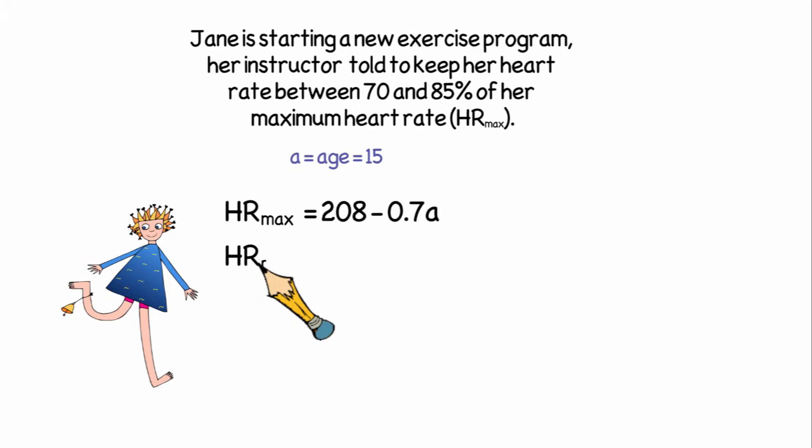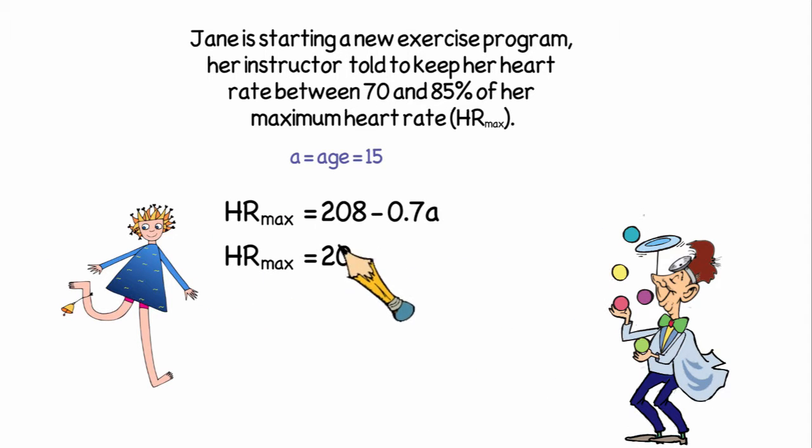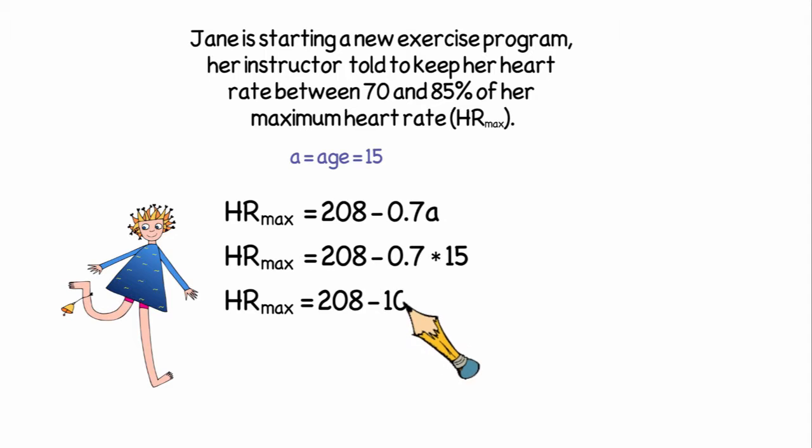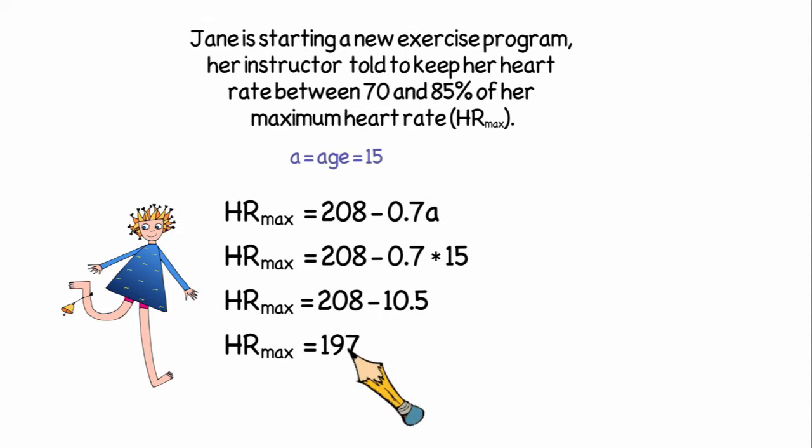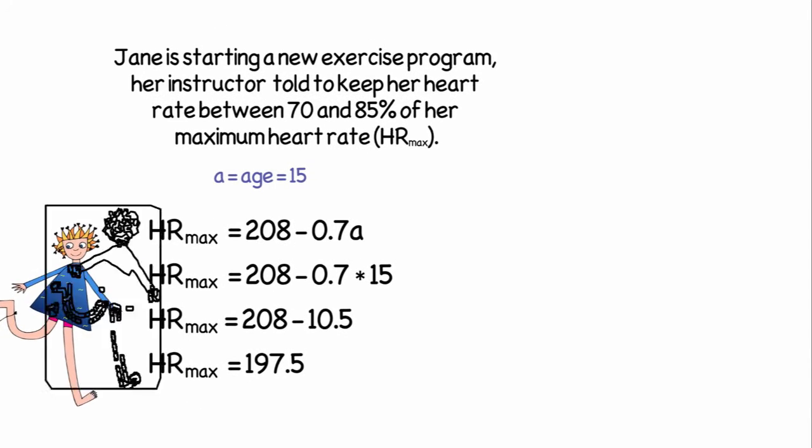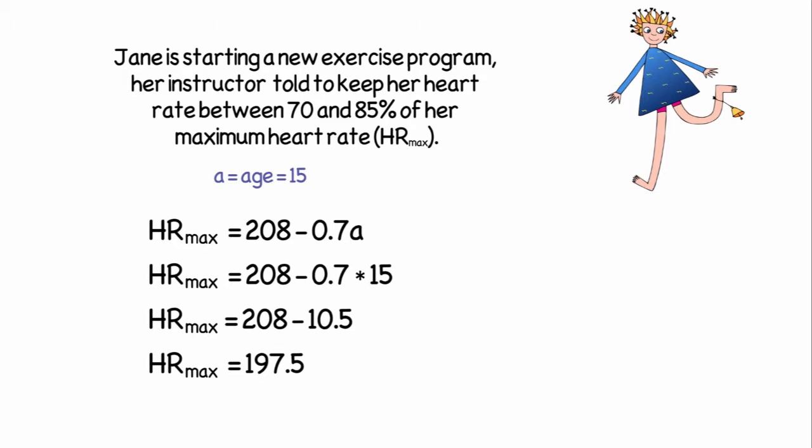To do this, we're going to be substituting 15 in for A. Remember, using the order of operations rules, we're going to be multiplying 0.7 times 15, giving us 10.5. And then we're going to be subtracting that from 208, giving us a maximum heart rate for Jane of 197.5 beats per minute. Like so many real-life problems, the answer we got is just the starting point for the problem, not the ending point. Because what we really want to know is that for a 15-year-old like Jane, when she is exercising, what range of numbers should she be keeping her heart rate between?